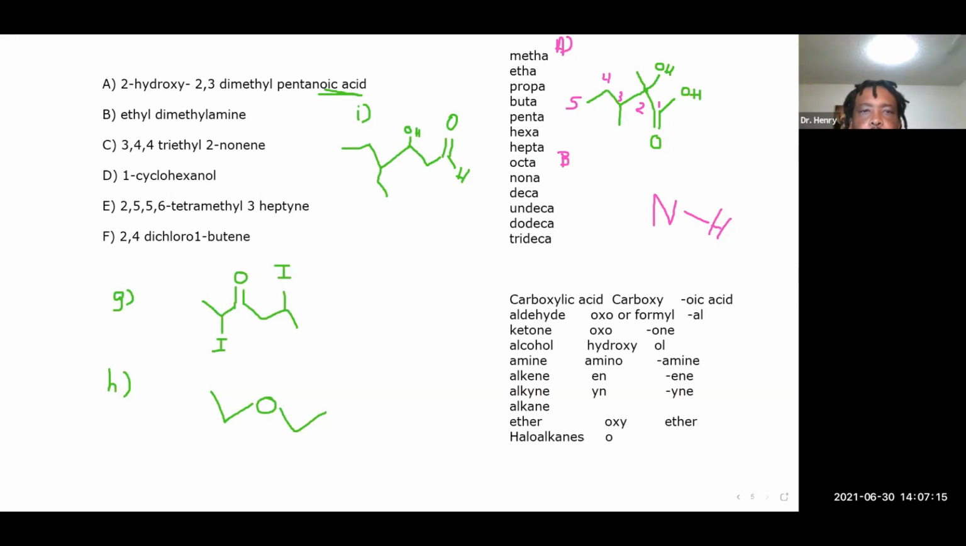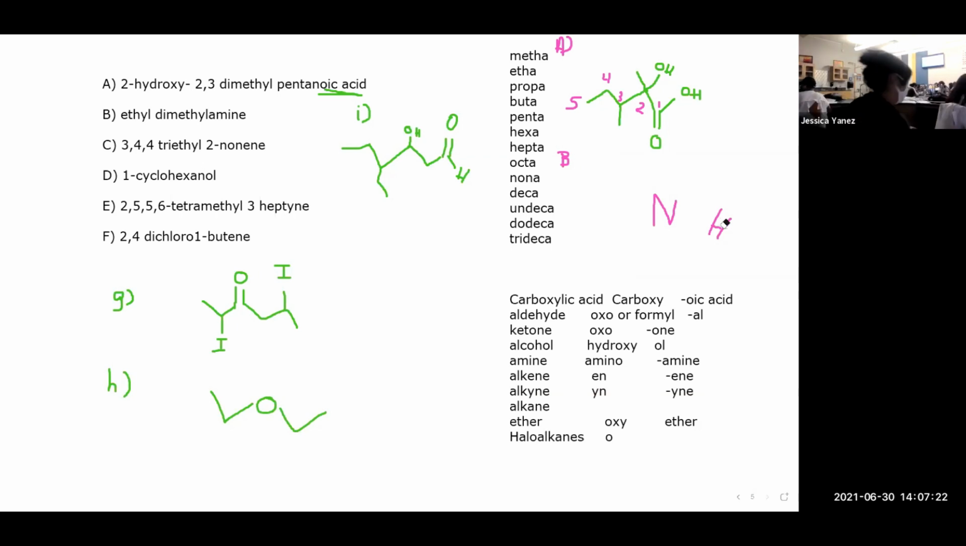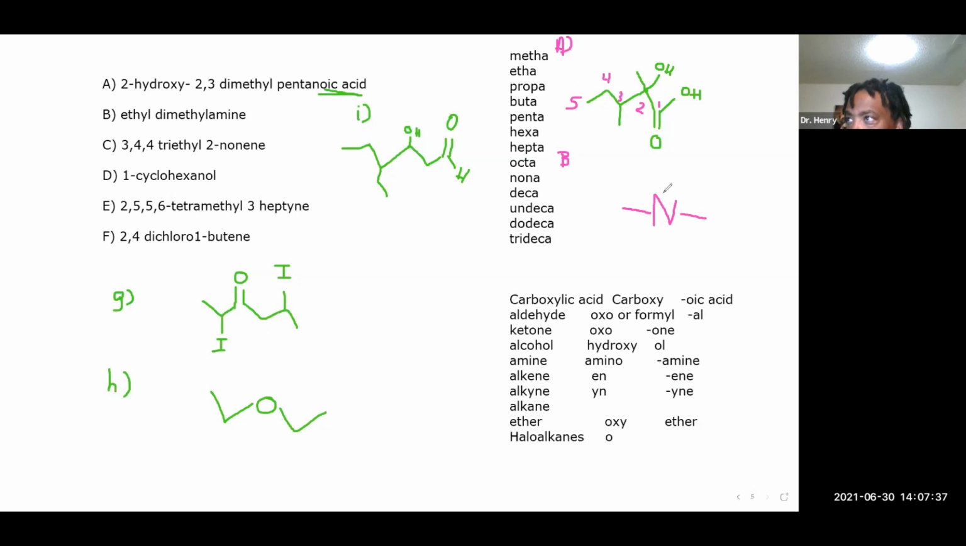So let me see if I can recreate it on my screen and you tell me if I captured the correct essence. Okay. So we have N, like that. B. Yes. For B. Okay.